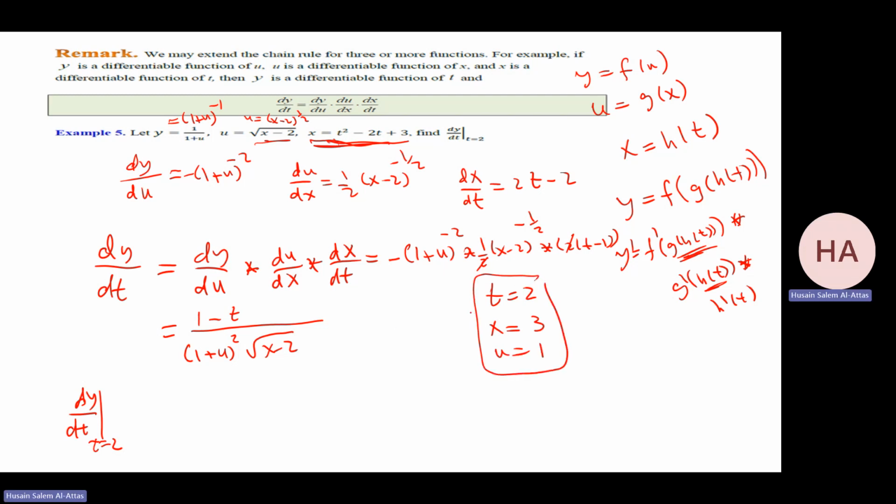I need t, x and u, plug it here, we'll get what? Minus 1 over 1 plus 1 squared, that is 4, times 1. So it will be minus 1 over 4. Is it minus over 4? Yeah. It's minus 1 plus 2 to the power minus half, minus 2. There's a minus sign in the half times this. Yeah, so it will be a minus sign. Substitute, yeah, I should get minus 1 over 4. Okay.